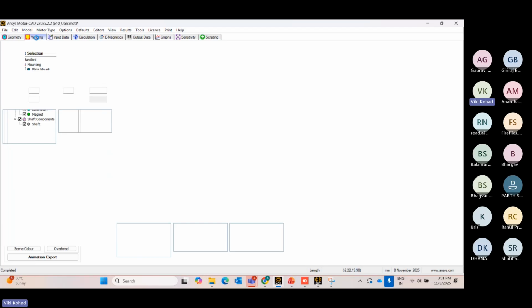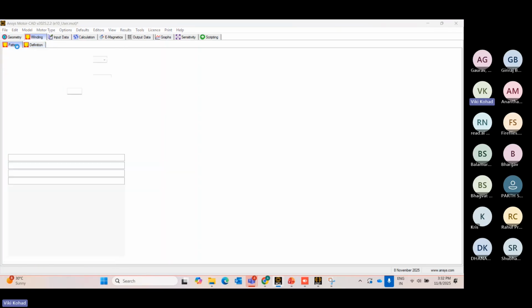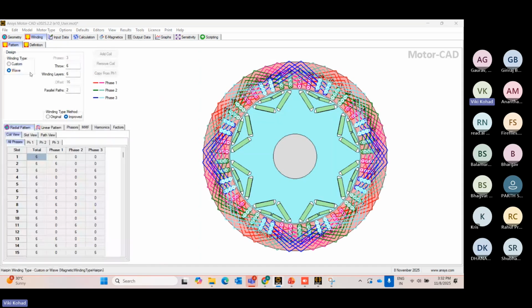Then after the geometry sections, we have a winding section. In the winding you have to give the winding parameters, whatever you have, like which type of coil style it is, hairpin or stranded winding. So you have to give that. You have to give the winding definition, like the wire size or the copper slot fill factor. Then after that you have to give the pattern, which type of winding pattern you have.